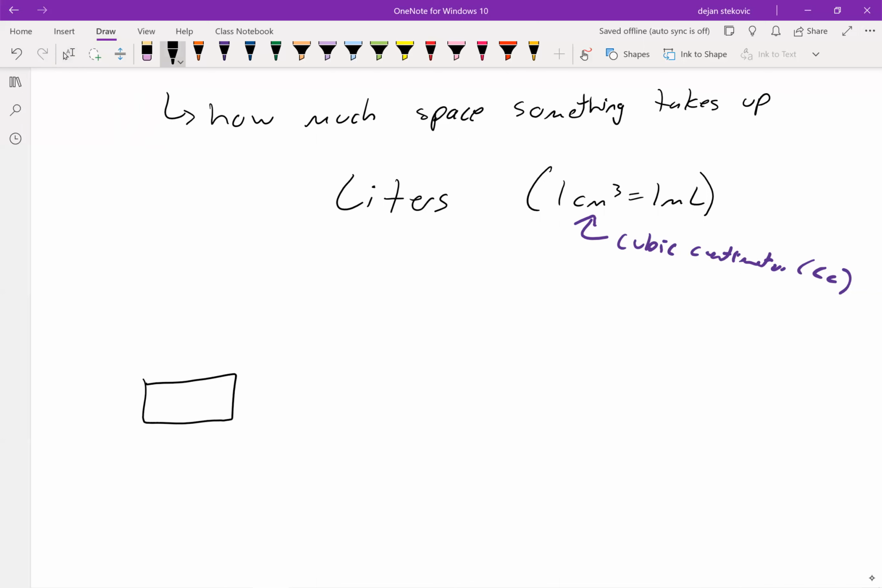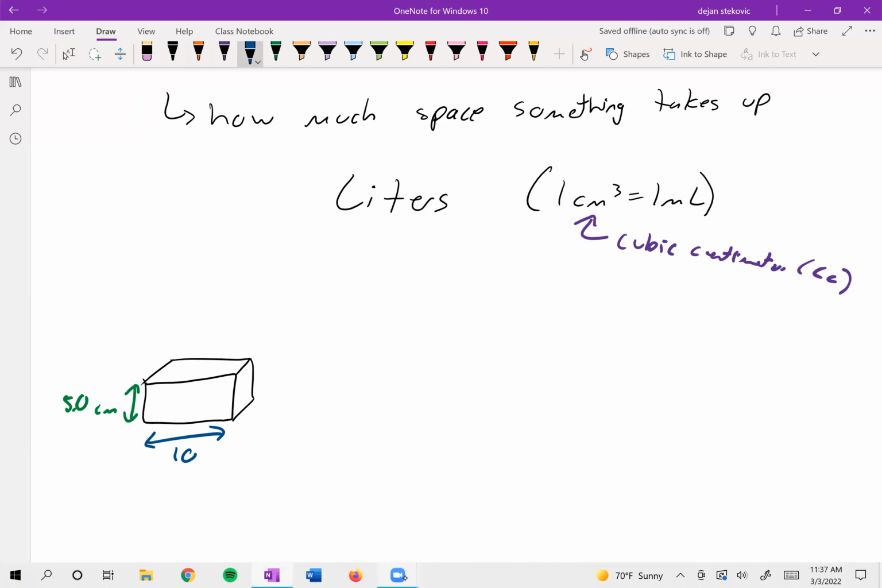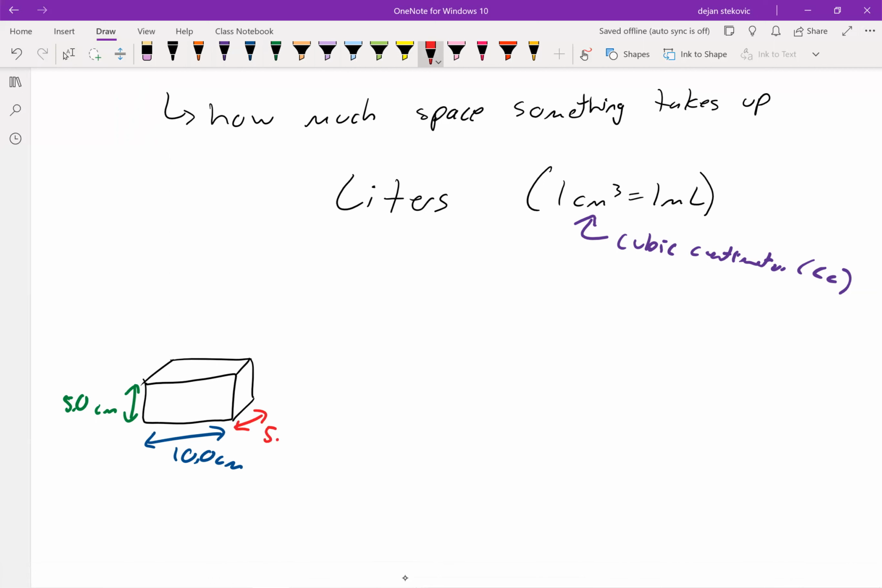And there are different equations for the different shapes of objects. So we're just going to take a look at a very simple object, just a rectangle. Right? It's kind of like a geometry class. And we're going to say that this rectangle is 5.0 centimeters tall, 10.0 centimeters long, and then 5.0 centimeters in depth.